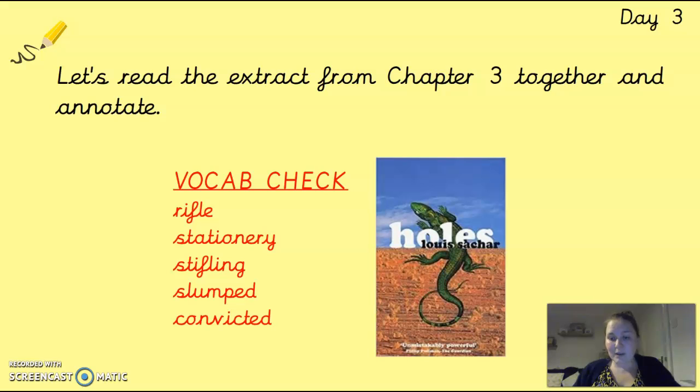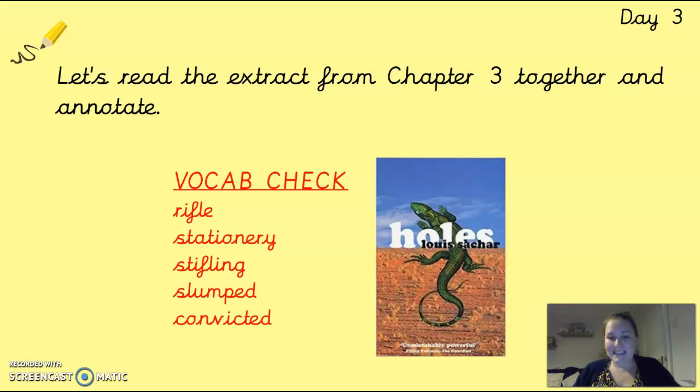Before I begin, we're going to do a little vocabulary check. There's 5 words here that I want to make sure that we know the meaning of. So pause me now, write down what you think the meaning of those 5 words are, if you know them, and then restart and I will check that you are right. Okay, so the first word there, rifle. A rifle is a type of gun, which I'm sure most of you probably know.